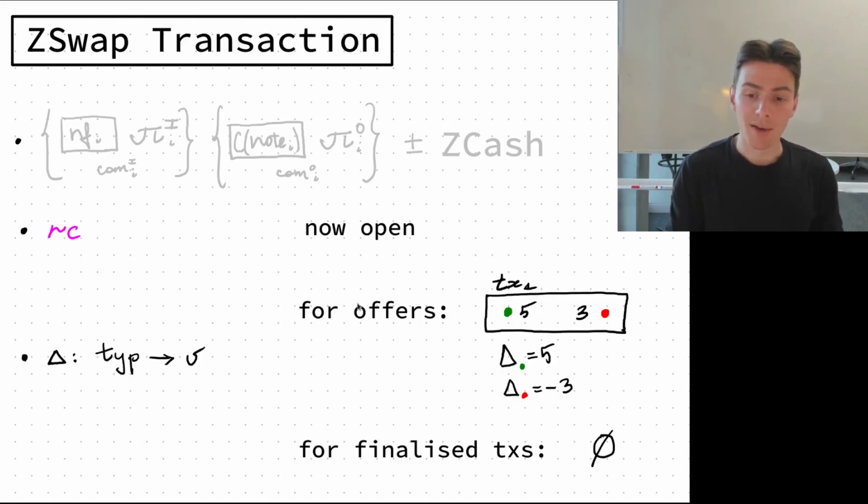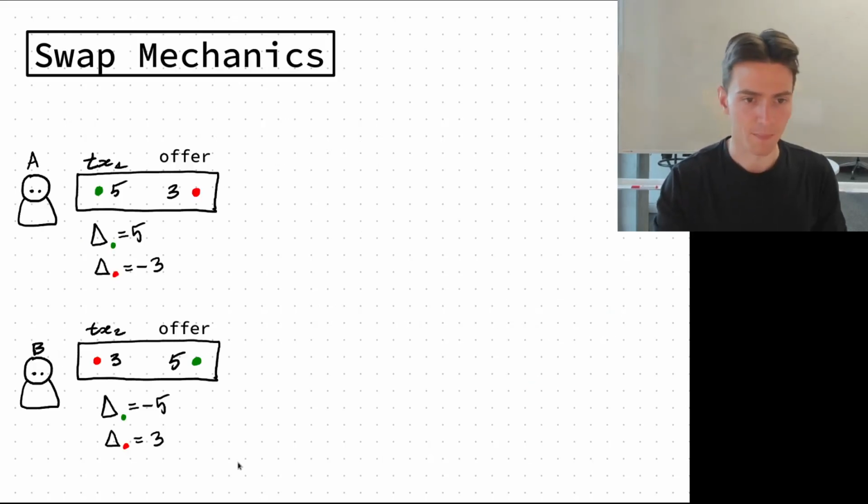For example, if I have an unbalanced transaction, so it's a standard transaction with a non-zero imbalance, it sells some coins of type green and receives some coins of type red. Its imbalance is 5 for green and -3 for red. If a transaction is finalized, is balanced, its imbalance is 0.